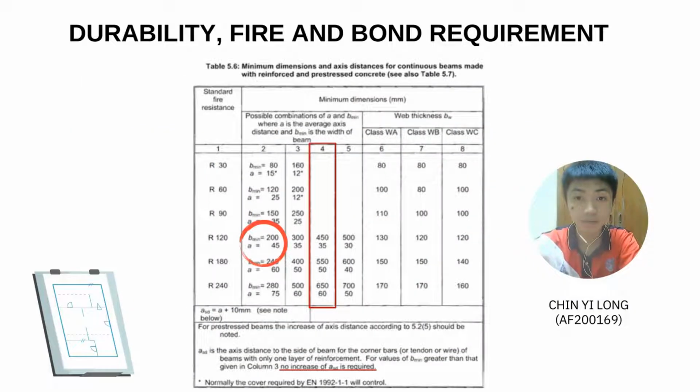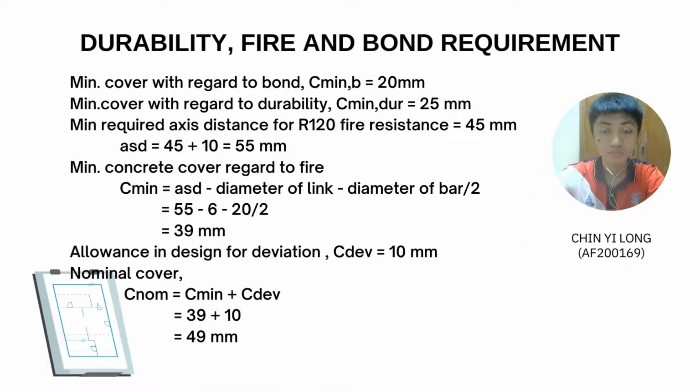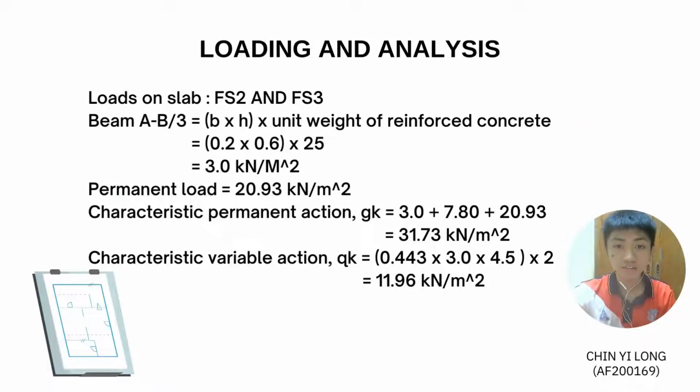For the minimum dimensions and axis distance for continuous beams made with reinforced and prestressed concrete, since our fire resistance is R120 and b minimum is 200 mm, the a is 45 mm. As mentioned in the previous slide, the minimum concrete cover with regard to fire is equal to 39 mm and the nominal cover is 49 mm.